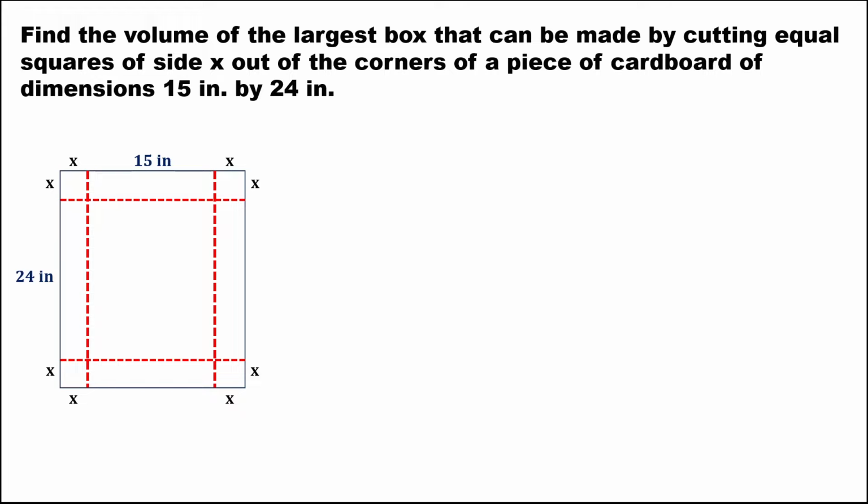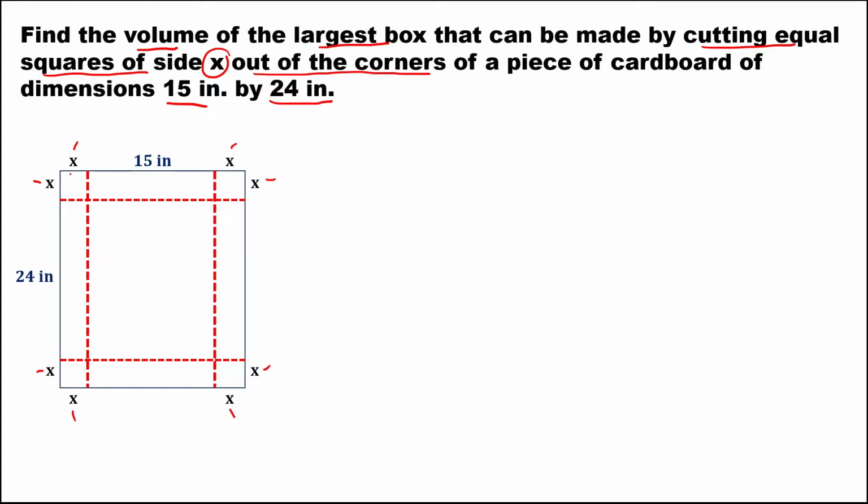So for this problem, we need to find the volume of the largest box that can be made by cutting equal squares of side x out of the corners of a piece of cardboard with dimensions 15 by 24 inches. So we have this box and we need to cut these equal squares out of the corners.